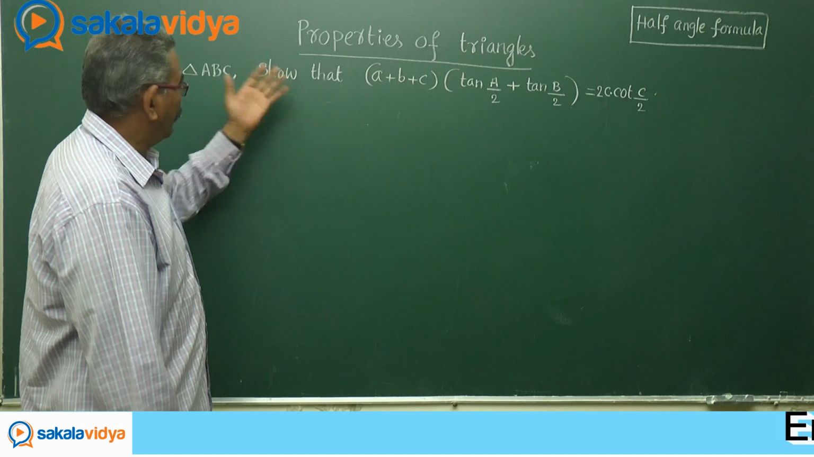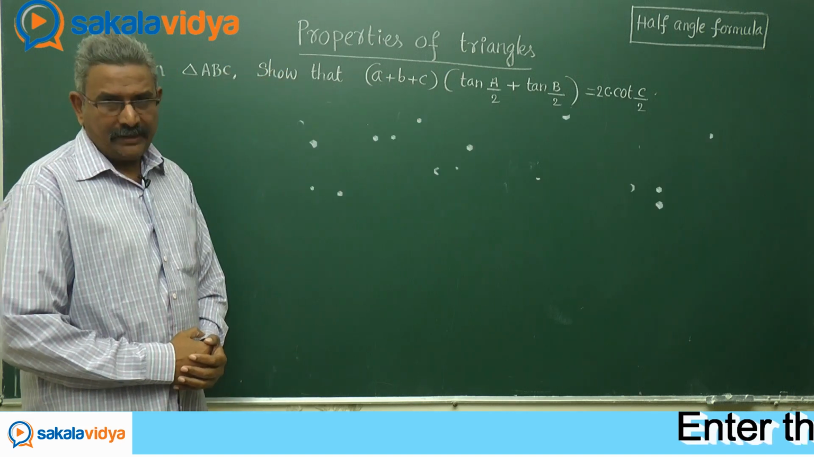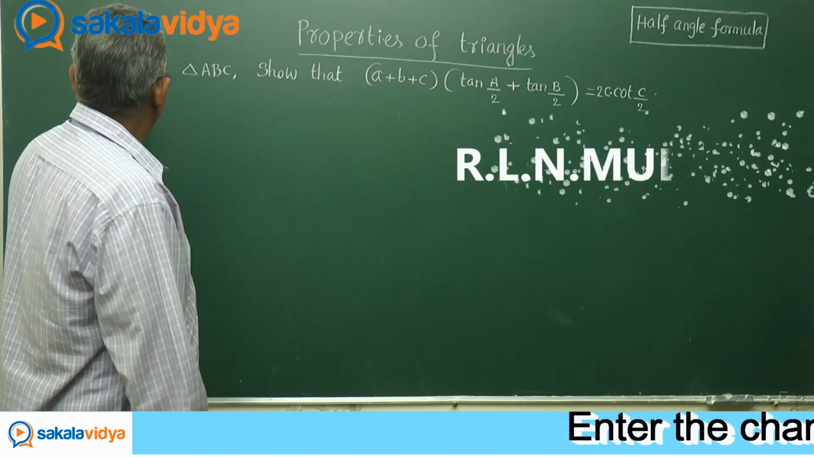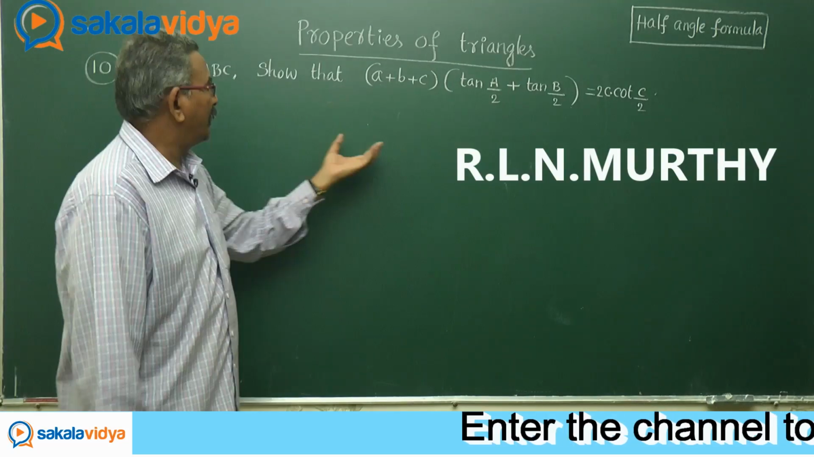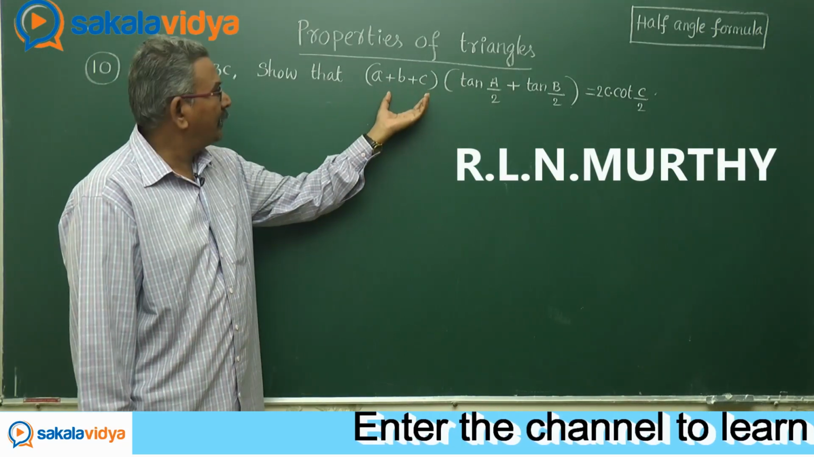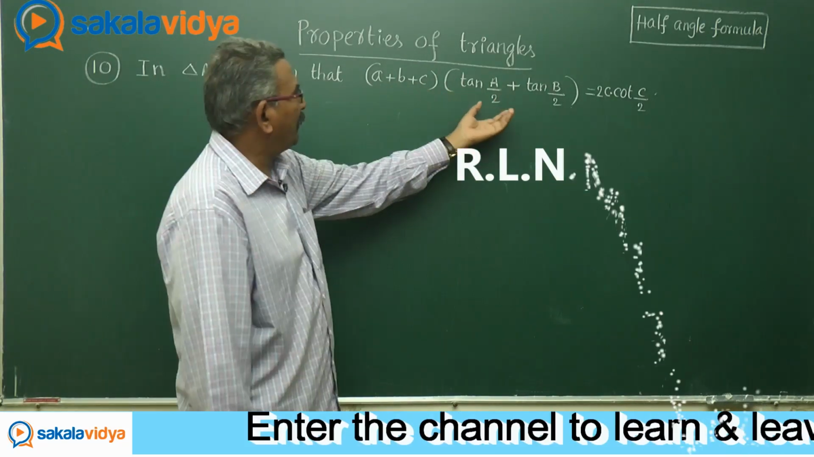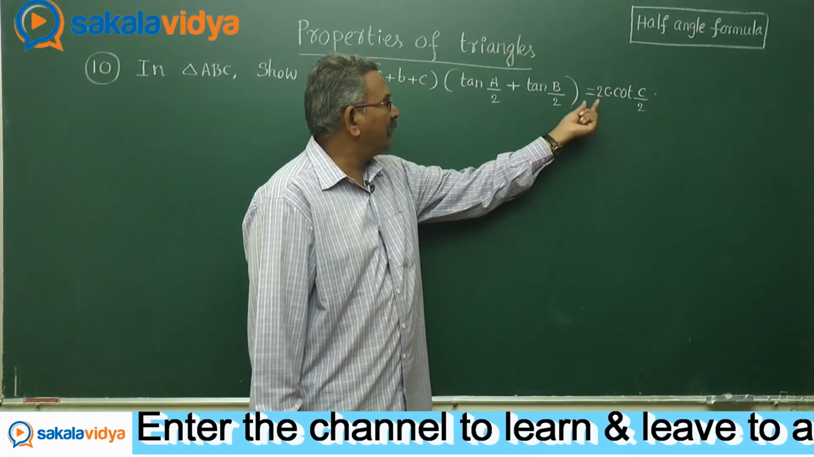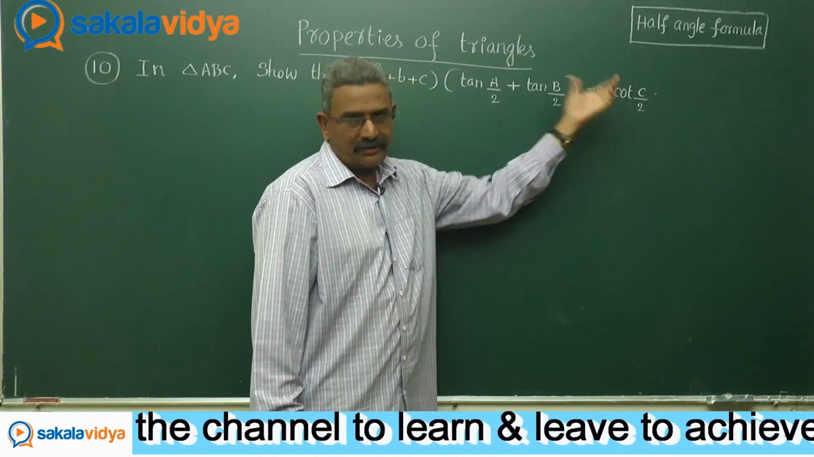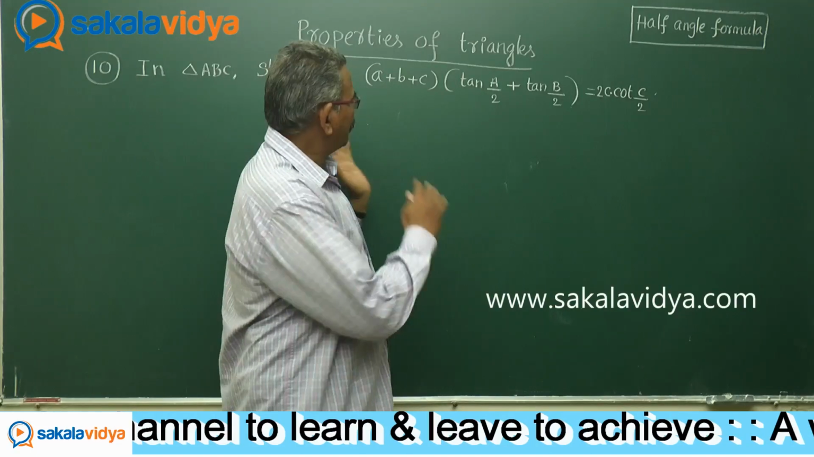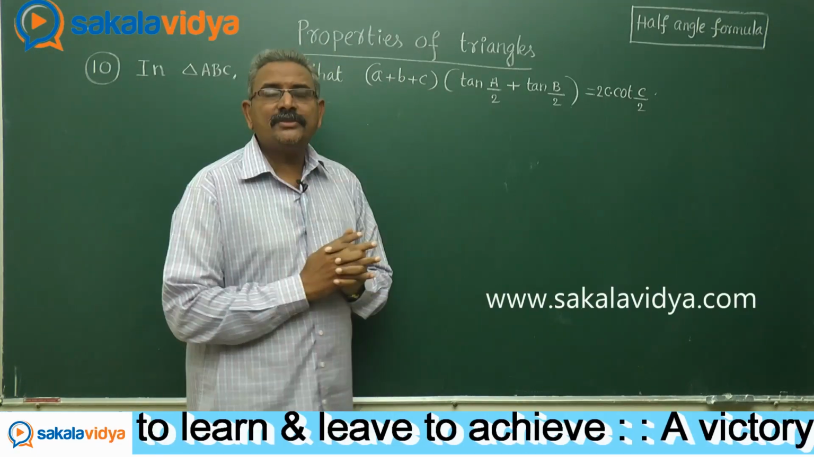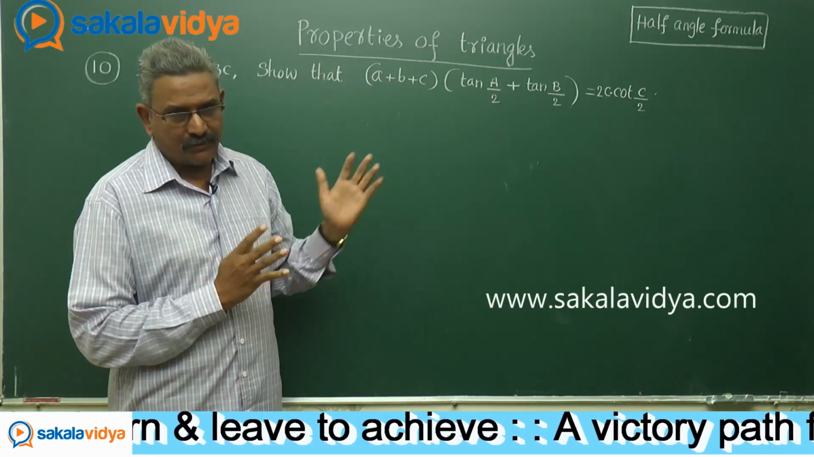So let us solve one more problem on properties of triangle. In triangle ABC, show that (a + b + c)(tan A/2 + tan B/2) = 2c cot C/2. In order to solve this problem, we need to recall a + b + c = 2s.